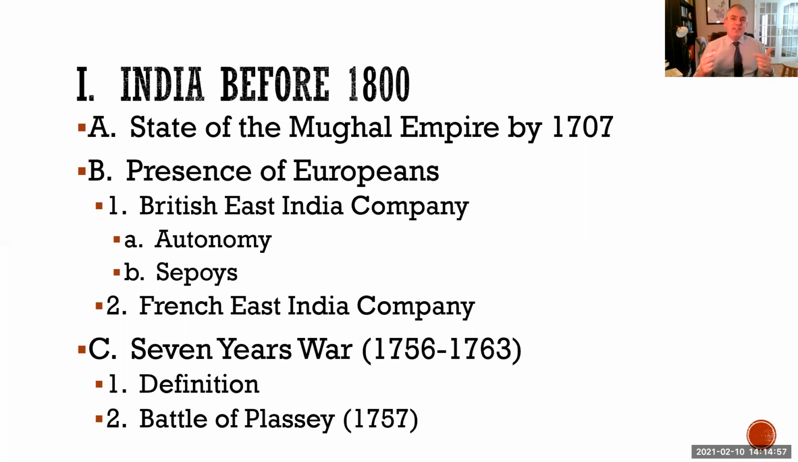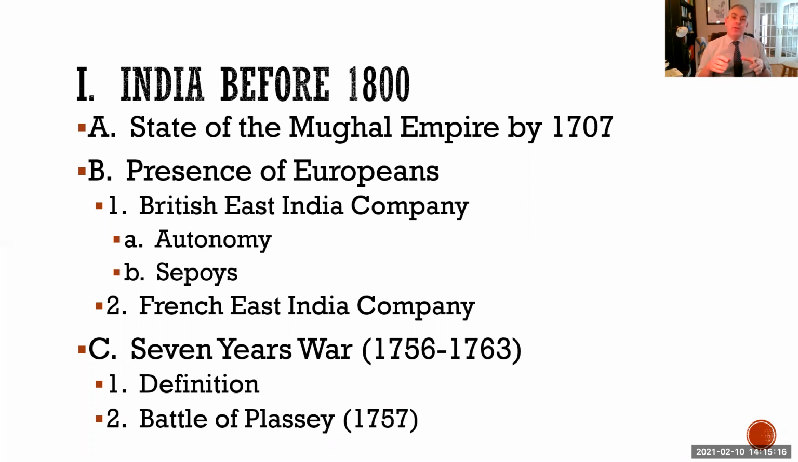The ability to act autonomously is important because it allows them to raise their own army, it allows them to secure treaties, and it allows them to impose taxes on people that they control. Basically, this East India Company can act as a quasi state.